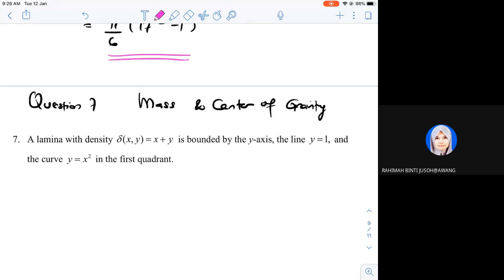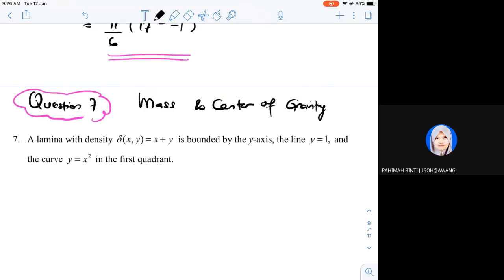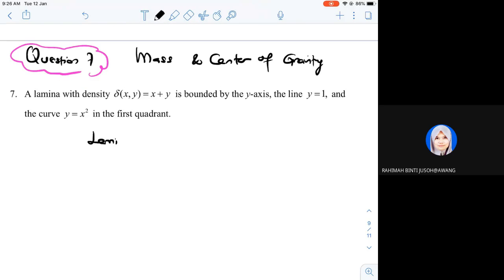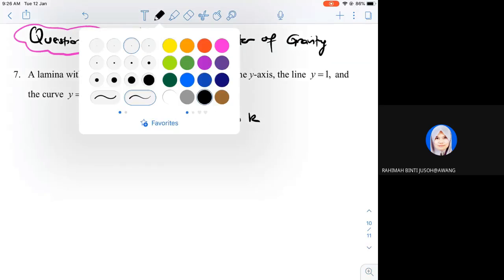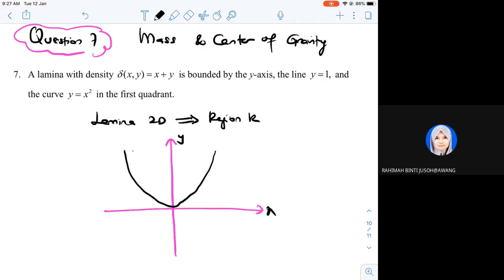Okay. So now, let us sketch region R, because it involves a lamina. When lamina means 2D, so we are dealing with region R. So let us sketch the region R. Region R, 2D, in the XY plane. Bounded by the y-axis, line y equals to 1 and the curve y equals to x squared. So y equals to x squared is like this. Okay, this is y equals to x squared.